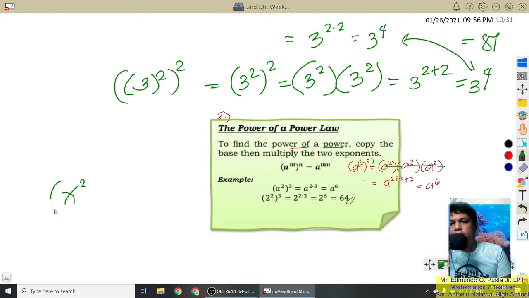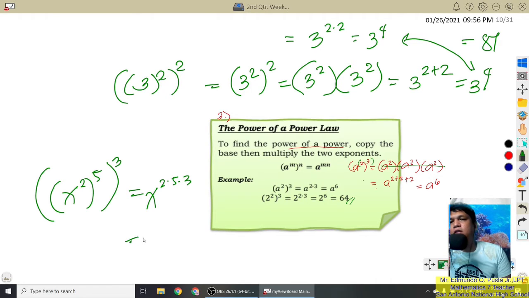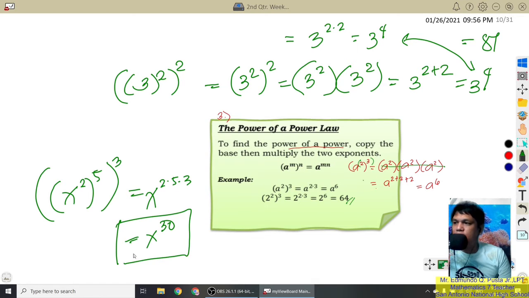What if you have x squared raised to 5 raised to 3? So what do we have? We have x raised to 2 times 5 times 3. So this is x raised to 2 times 5, 10 times 3. X raised to 30. Okay? So understand that. Next one.